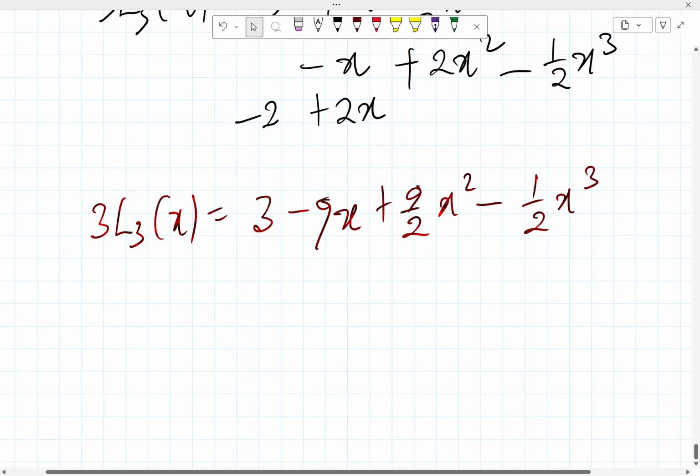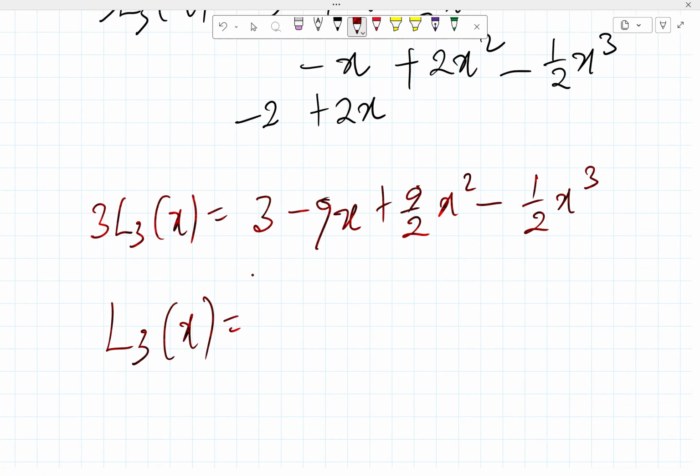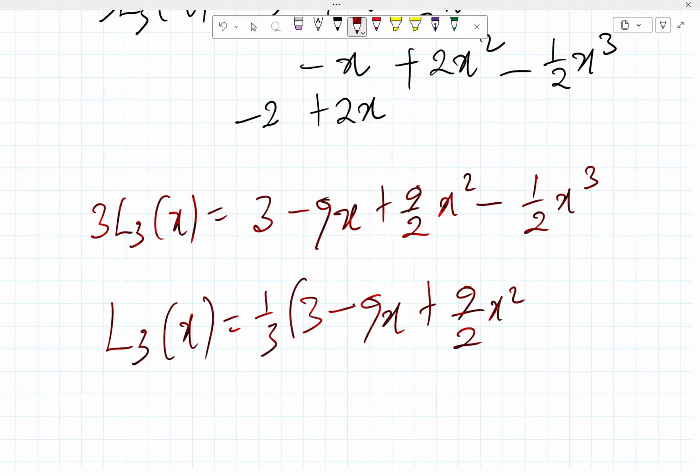Then now we have this 3 here. So that means we have L3 of x to be, so we just divide by 3. Well, I mean, I think it's easier to multiply through by 1 over 3. So 1 over 3 into 3 minus 9x plus 9 over 2x squared minus 1 over 2x cubed.